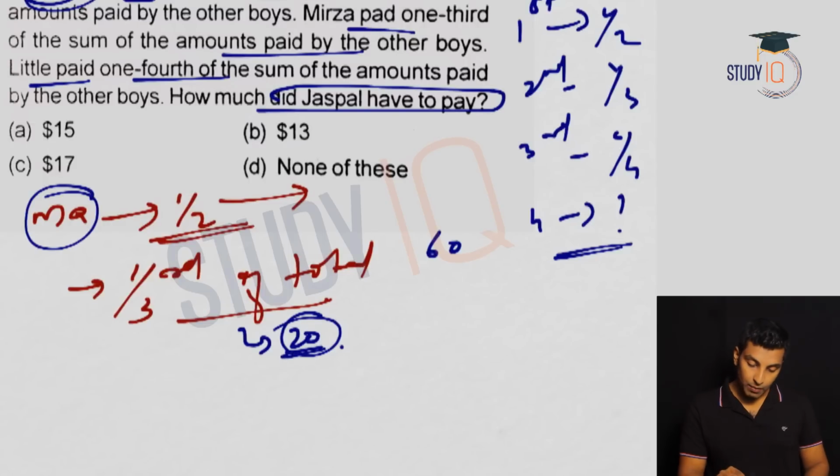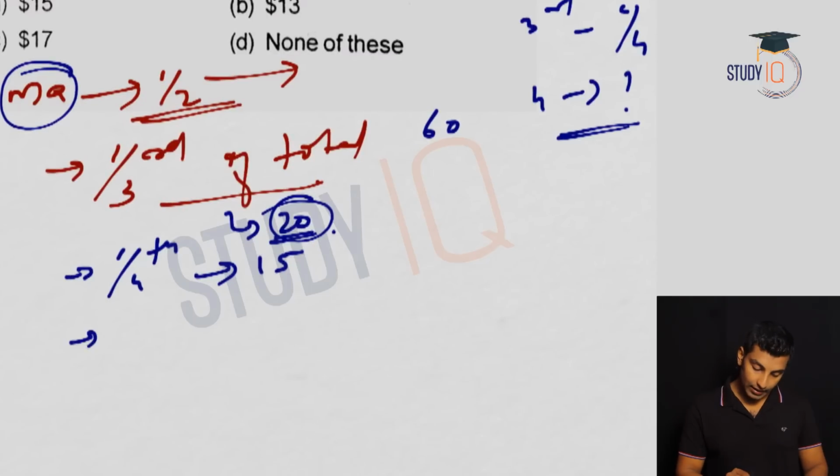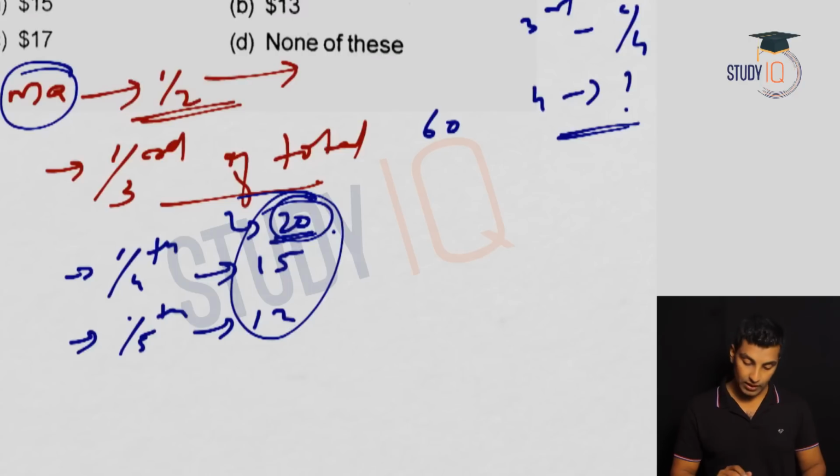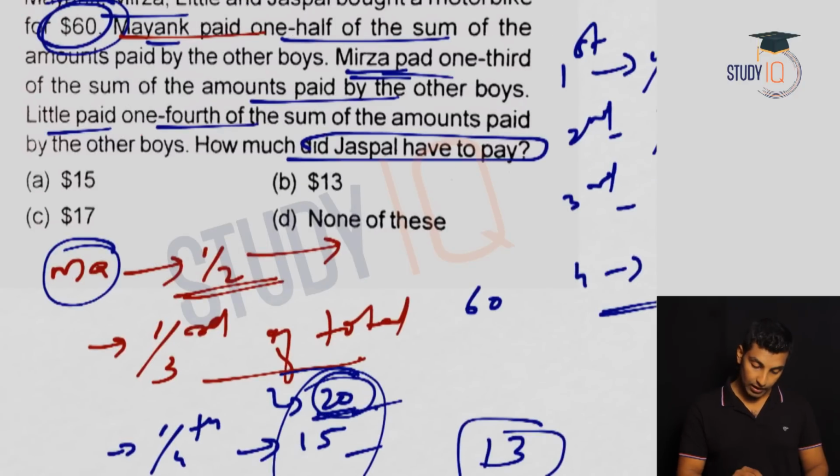Now the second person, Mirza, paid 1/3 of others, which means 1/4 of the total. So that is 15. And the third person paid 1/5, that is 12. So this much is paid by three persons: 20, 15 and 12. So how much is left out? 13. And this has to be paid by Jaspal, right? So Jaspal has to pay 13 and this is your answer.